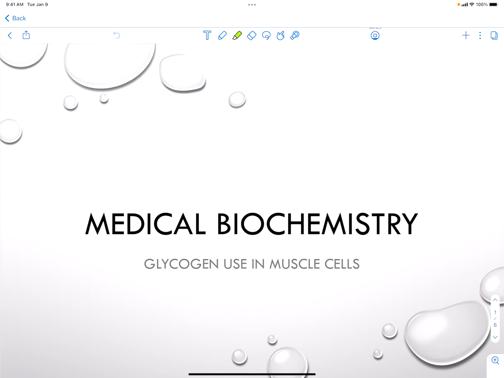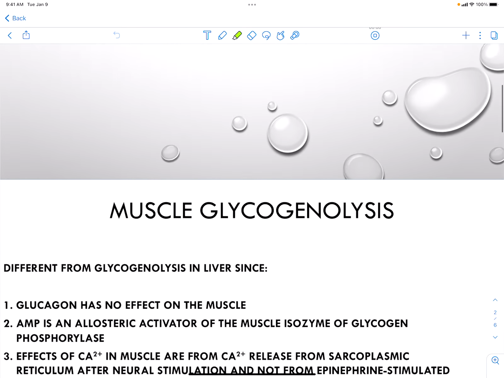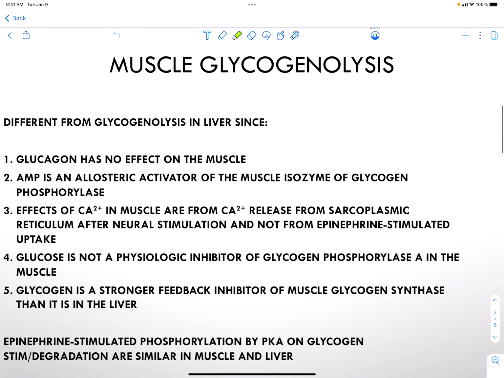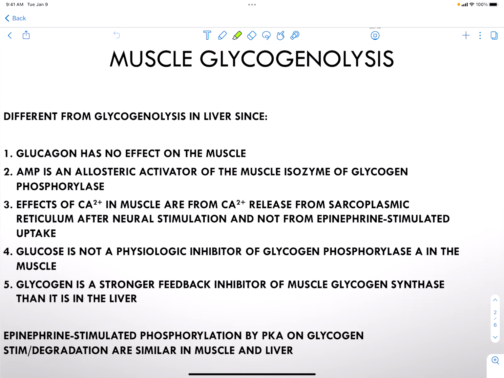All right, so here we're going to talk about glycogen use in muscle cells. Muscle cells will have glycogen stores, and the glycogen stores are a very important source to tap into energy as needed. They are going to have differences in regulation with respect to the liver, and some of this is mostly because of the hormones.